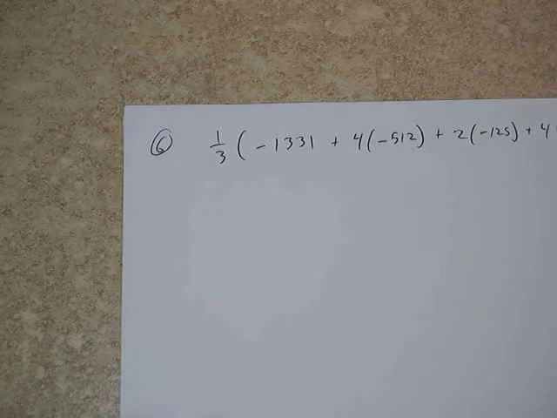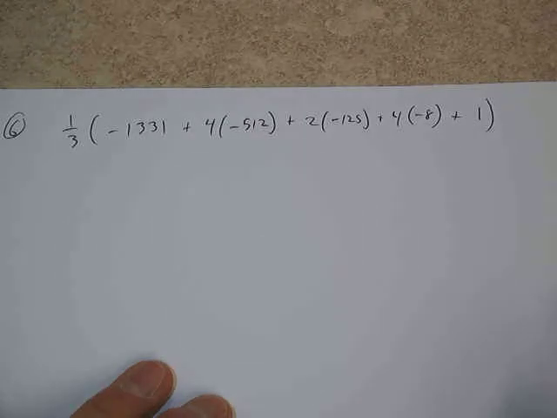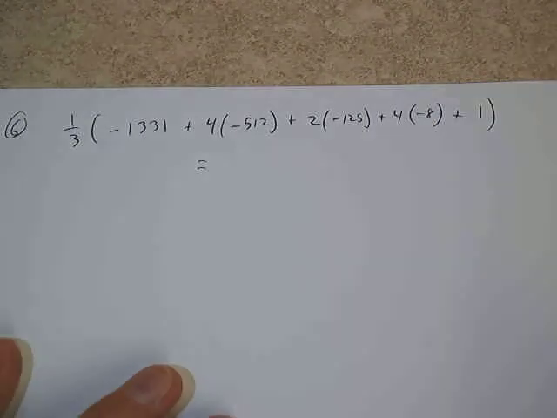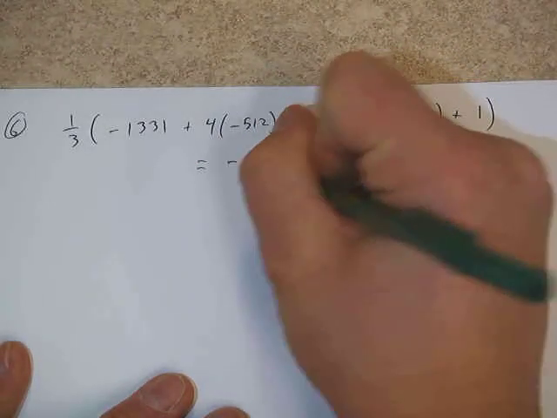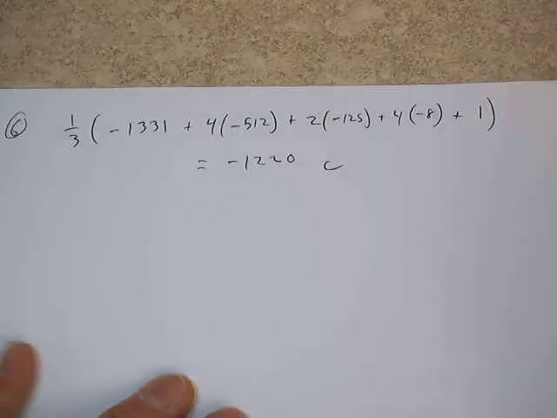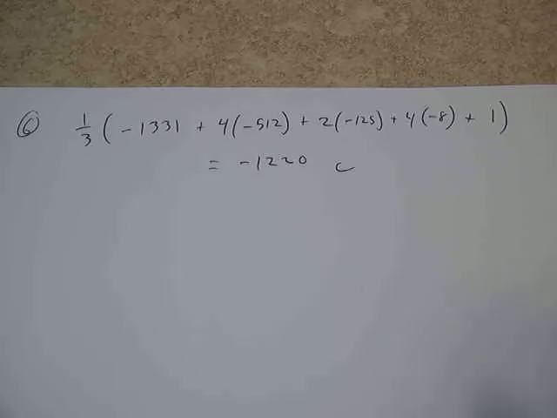And so from there, it's a matter of putting it all in the calculator, punch it out, and what do we get? Negative 1,220. Which corresponds with letter C. Questions on that one? All right, how about anything else in the practice quiz?